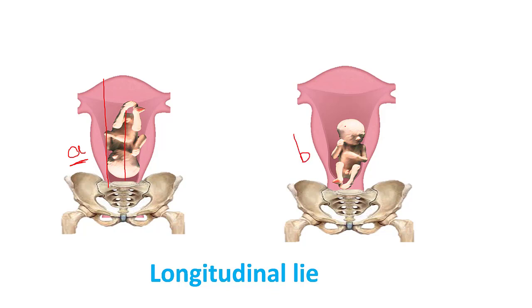In picture B, the long axis of the fetus, if I draw like this, is parallel to the long axis of the uterus. So again the lie is longitudinal. You cannot say that the lie is breech, right? What is the definition of lie? First you have to draw the long axis of the fetus and then compare it with the long axis of the uterus. So you have to find out the relationship between them. So in picture B, the long axis of the fetus is parallel to the long axis of the uterus. So here the lie is longitudinal. So first correct your terminologies.